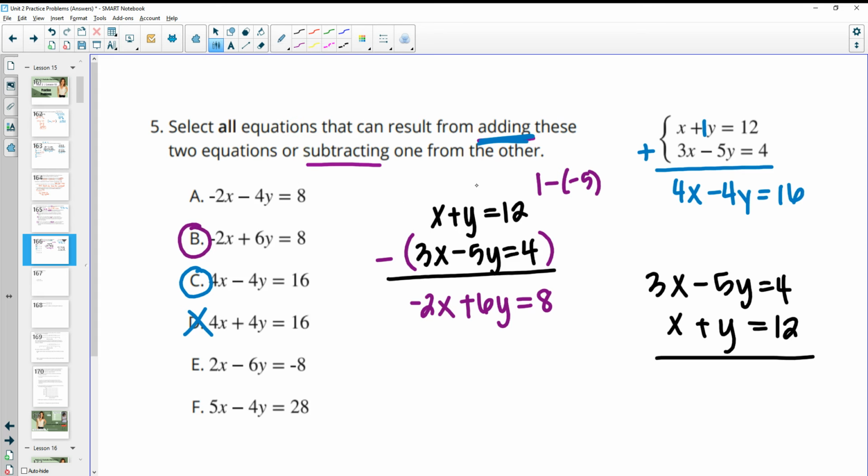And then if we flip it around and we subtract the x plus y equals 12 from the first equation, 3x minus x is positive 2x. Negative 5y minus y is negative 6y. And 4 minus 12 is negative 8. So we have 2x minus 6y equals negative 8, which is E. So then we did not get A or F when we added or subtracted. So you just get the answers B, C, and E.